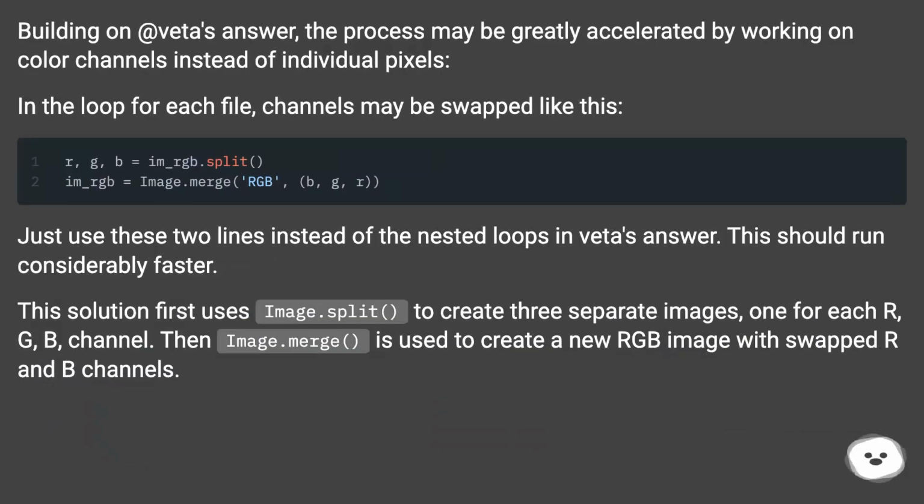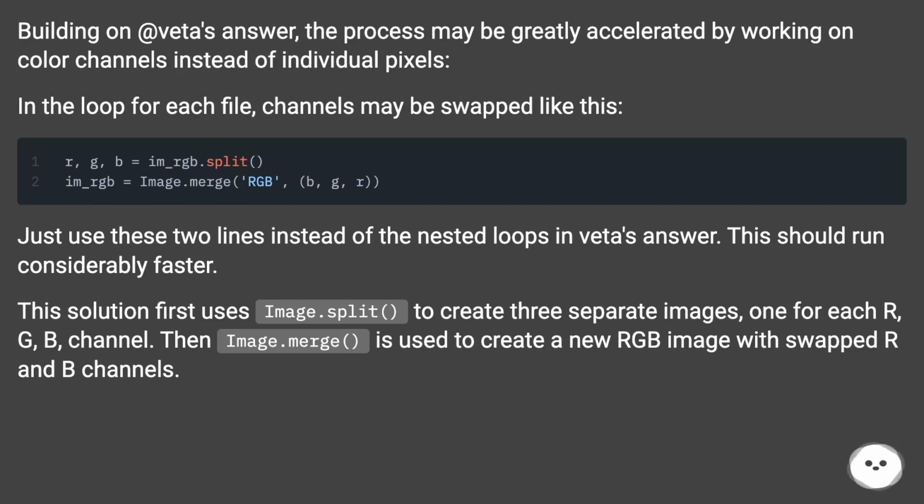Building on Advita's answer, the process may be greatly accelerated by working on color channels instead of individual pixels. In the loop for each file, channels may be swapped like this. Just use these two lines instead of the nested loops in Advita's answer. This should run considerably faster.